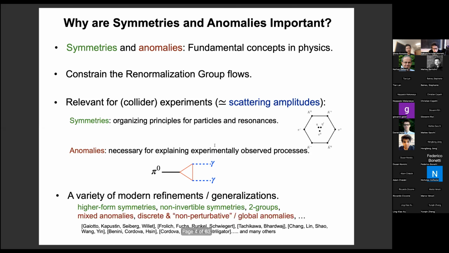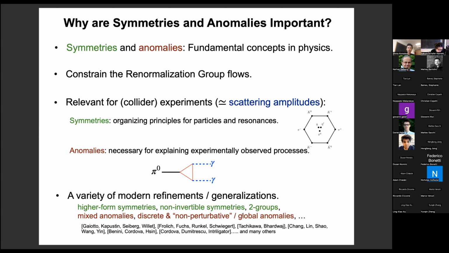Nowadays, there is a variety of generalizations and refinements of these anomalies and symmetries. For example, there are higher-form symmetries, non-invertible symmetries, 2-group and higher-group symmetries, and also mixed anomalies and discrete non-perturbative or global anomalies. The reference list here is pretty much incomplete. It's really impossible to list all the references, so I just listed some of them. Let me apologize to those whose works are not included, no offense.